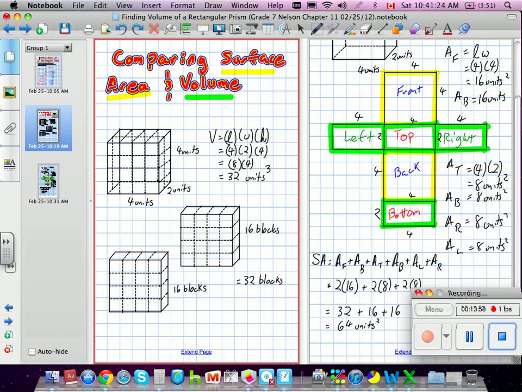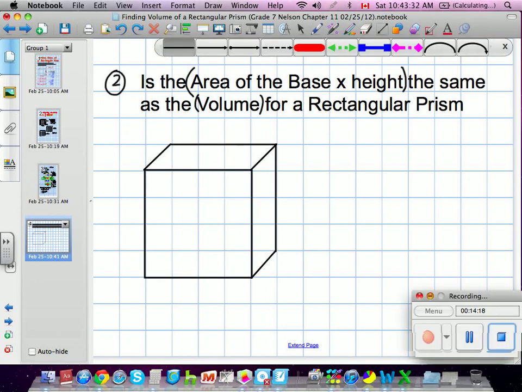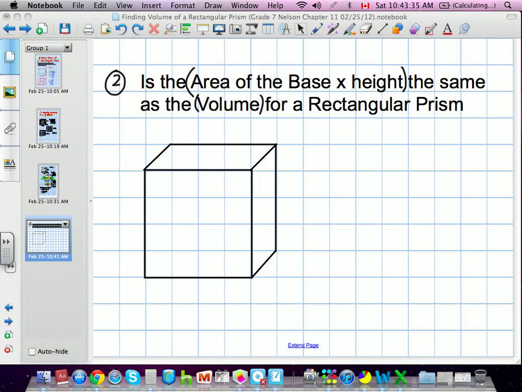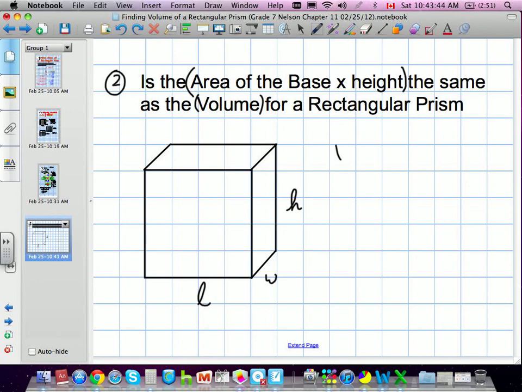Okay, they have another question added here. Question 2: is the area of the base times the height the same as the volume for a rectangular prism? So we already know the volume of a rectangular prism. I'm going to quickly put up a picture again. So we have our rectangular prism, and we know the volume is length times width times height. So that's our volume.